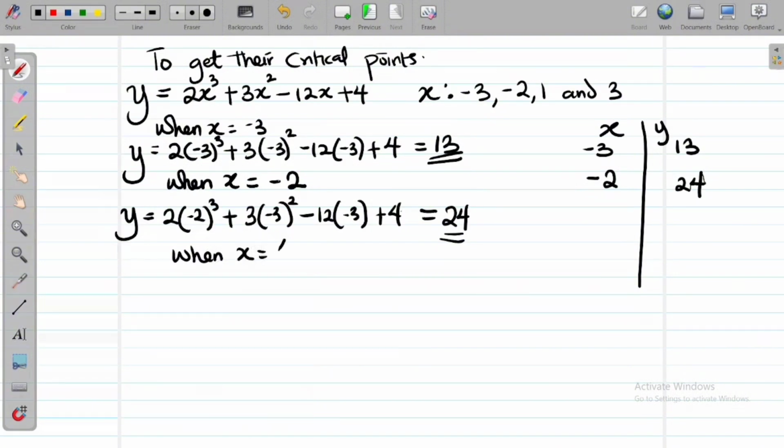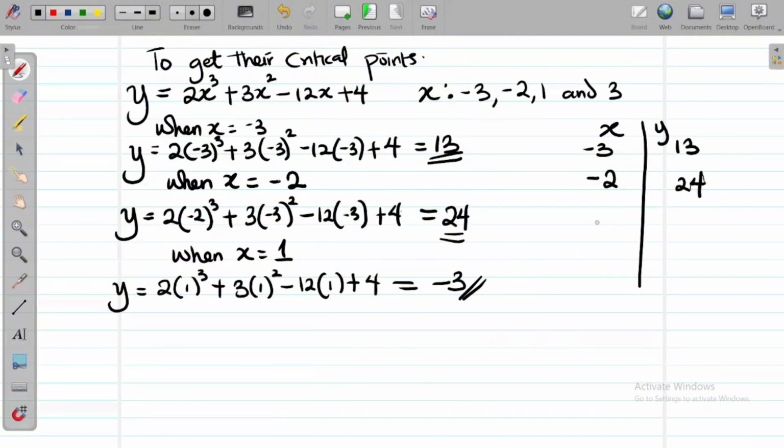Let's try when x is equal to 1. So y will be equal to 2 of 1 all cubed plus 3 of 1 all squared minus 12 of 1 plus 4. And if we solve that, using my calculator, we are going to get minus 3. So when x is equal to 1, our y was minus 3.